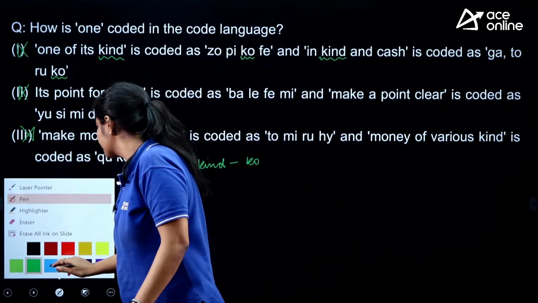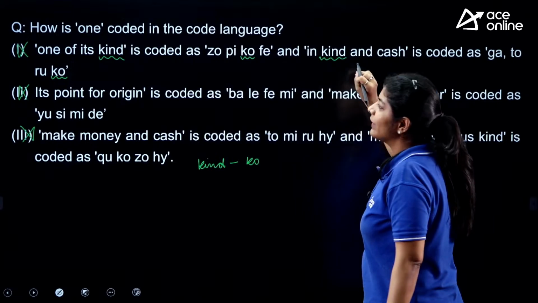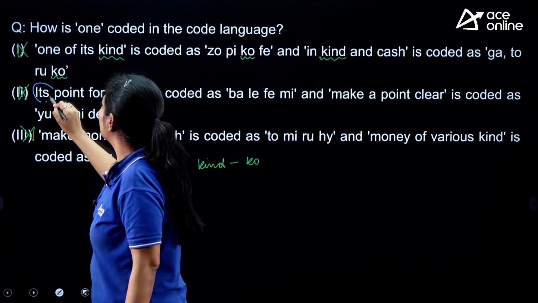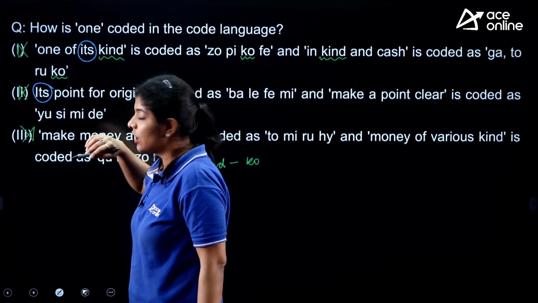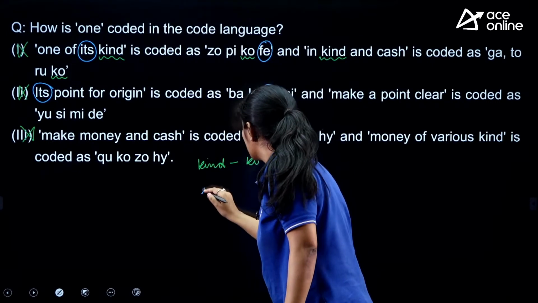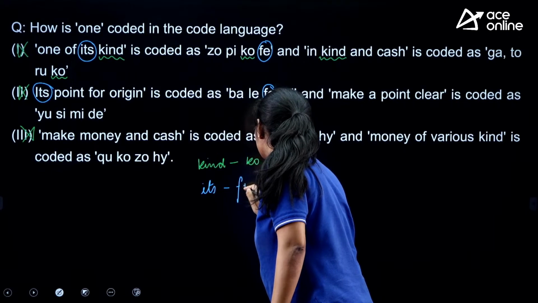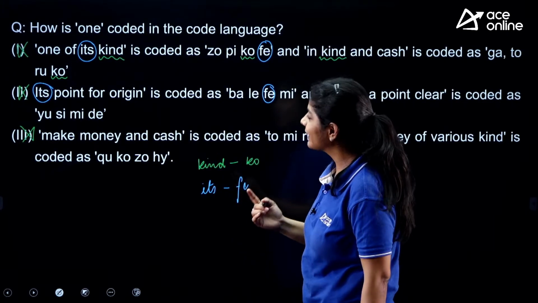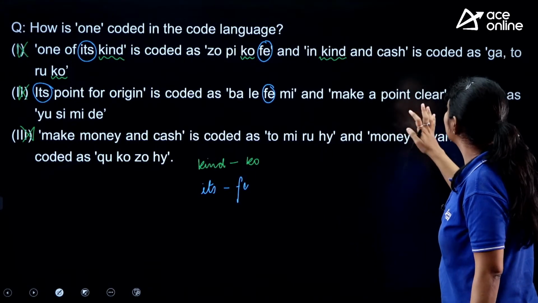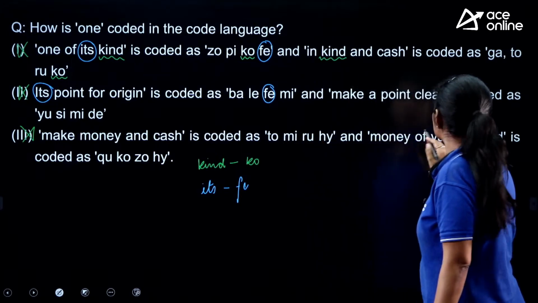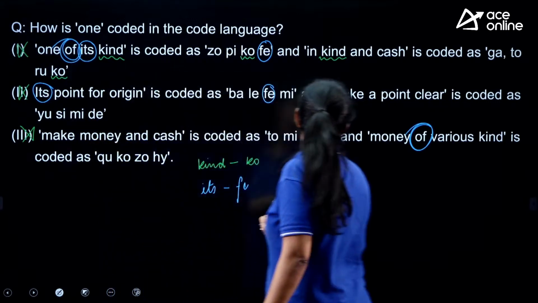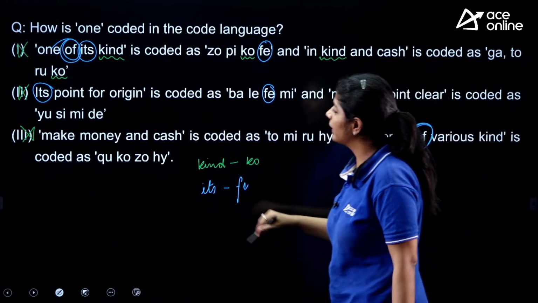Now the next one. Apart from this, do we have anything common over here? No. So from this one, we can say that we do have its over here and its over here. So what is the common code? That is FE. So for its, what code are we using? We are using FE, right? Next, we need to focus on off. I am not going to determine all the codes over here, I am only focusing on the common words. So here we are having off and here also we are having off, right? And the common code that we are having over here is ZO.